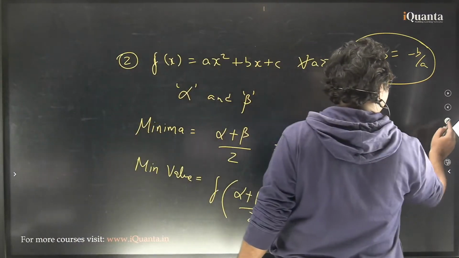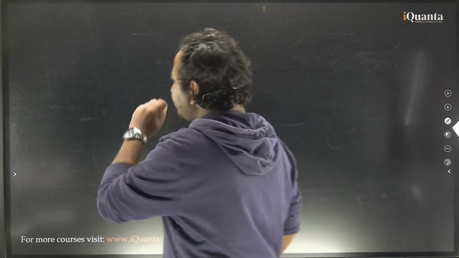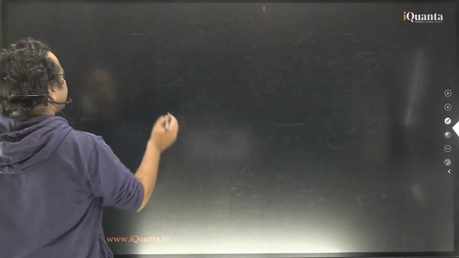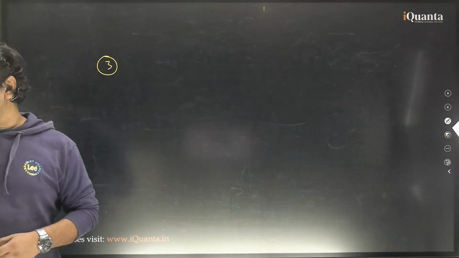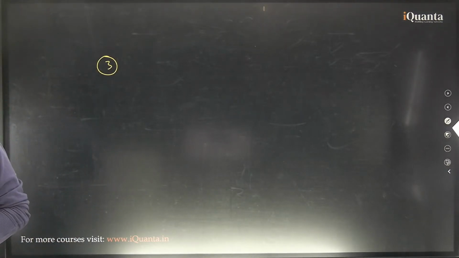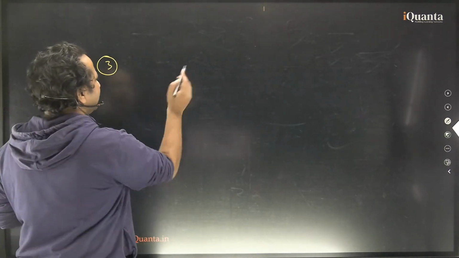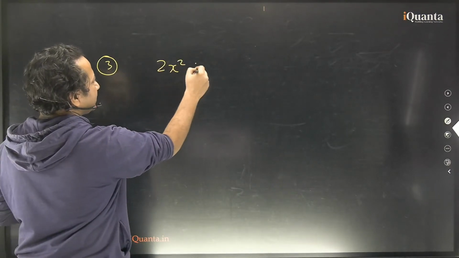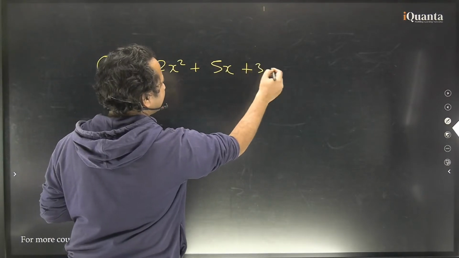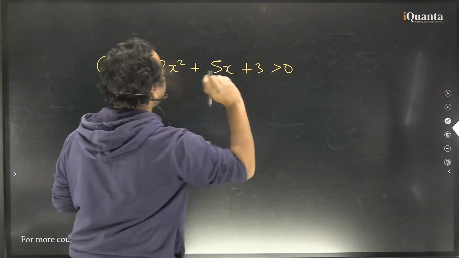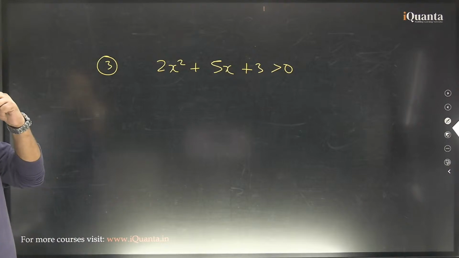Well, apart from this, I'll give you a general expression which is very common, and it is very helpful in solving some questions. So if I write something like this, just look at this. If I write 2x square plus 5x plus 3 is always greater than 0, something like this.